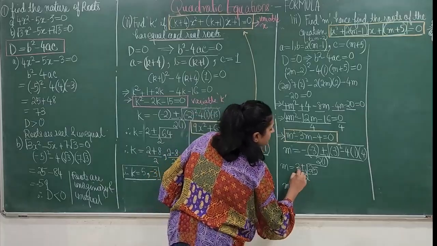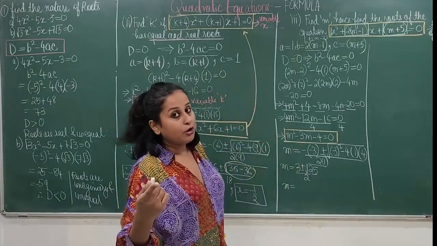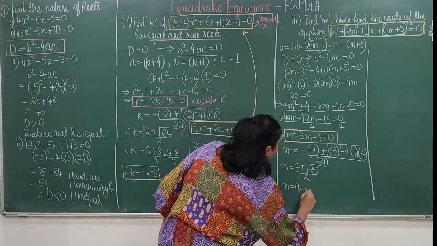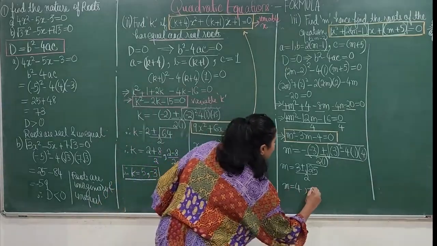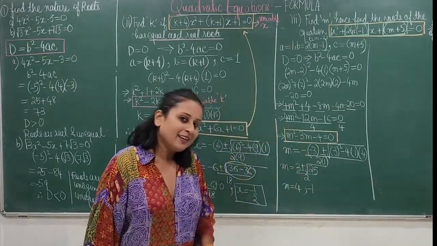Okay. So, this becomes 3 plus 5 upon 2. That is 8 upon 2. 8 upon 2 is 4. Or it becomes 3 minus 5 upon 2, which is minus 2 upon 2. Minus 1. Okay. Got it?